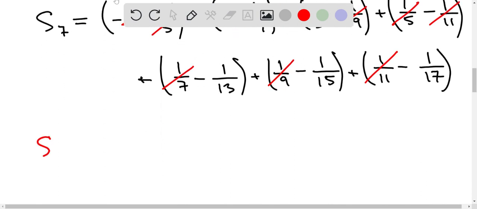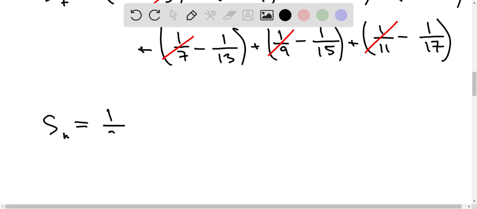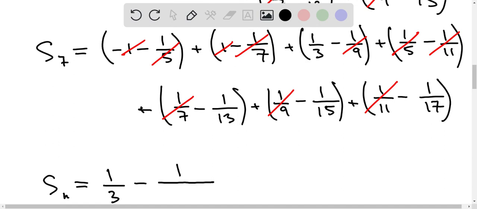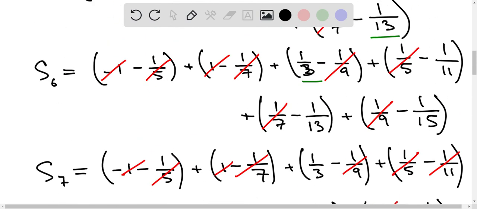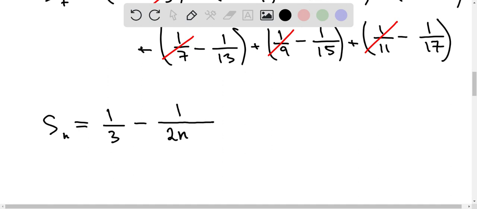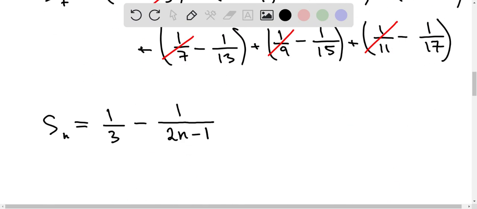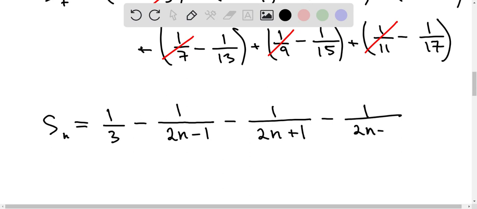So it seems that the formula for the nth partial sum is 1/3 minus... Now let's figure out the formula for the remaining terms. Minus 1 over... Now for S7, the first index is 13, right? For n equals 6, the first index is 11. So it seems like it should be 2n minus 1 in the denominator. Let's check. For n equals 7, we are going to get 13. For n equals 6, we are going to get 11. The next one is going to be the next odd number, which is 1 over 2n plus 1, minus the next odd number, which is 1 over 2n plus 3.